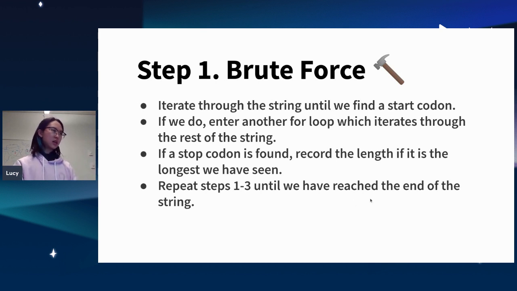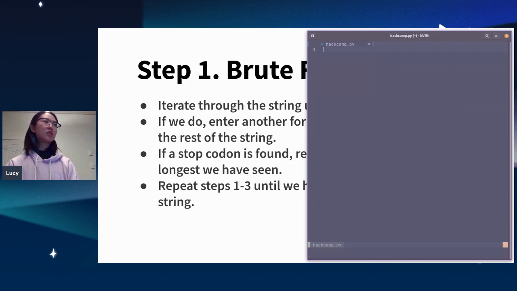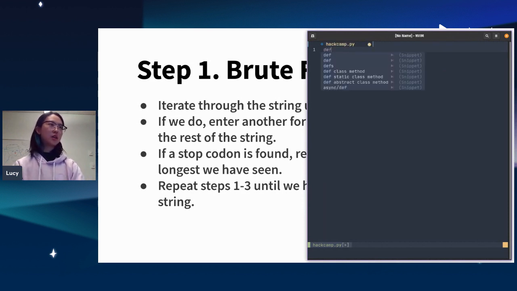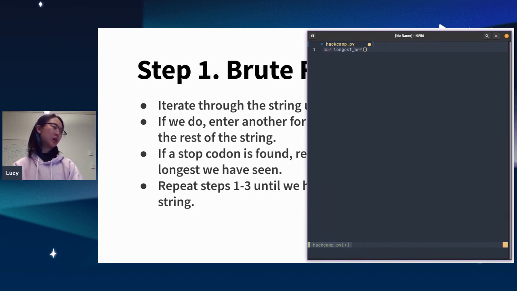So the next step, after we explained the brute force solution, is that we would want to template it. So I have a Python file open. This is how I would start to template it. First, you want to write out the function name. You can just call it longest ORF. And I'm going to use the types in Python. They're non-enforced, but they're a good reminder. So the RNA is a string, and we're returning an int.